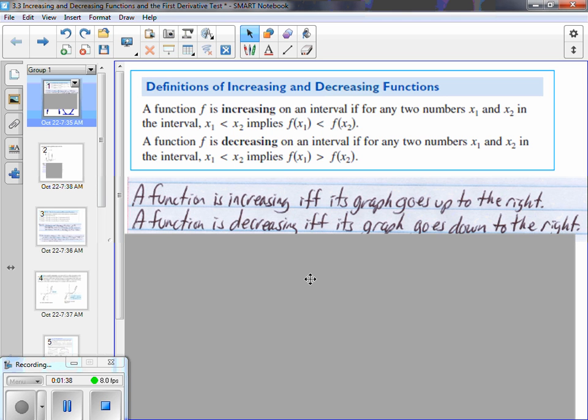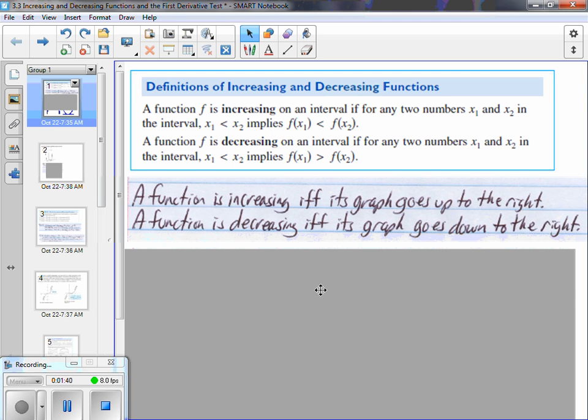Okay? So, if you know a function's increasing, then you conclude its graph goes up to the right. If you're told its graph goes up to the right, then you know it's increasing. If you're told a function is decreasing, you conclude the graph's going down to the right. If you see that the graph is going down to the right, you conclude the function is decreasing. It works the way you think it ought to work.